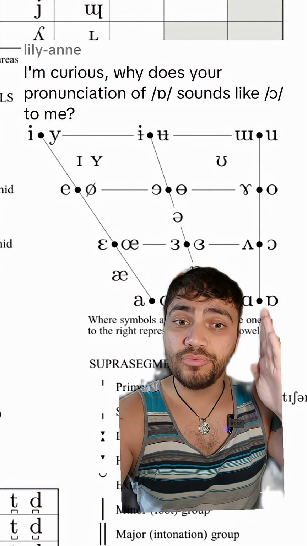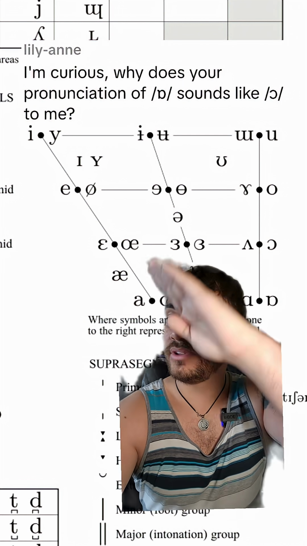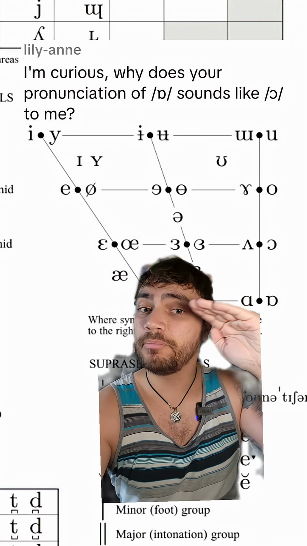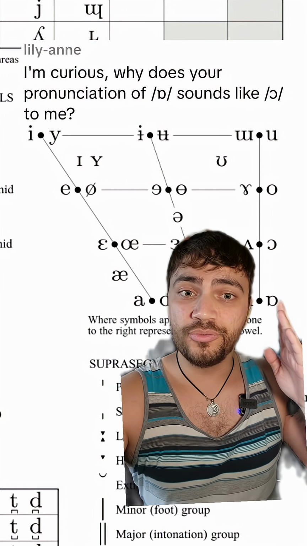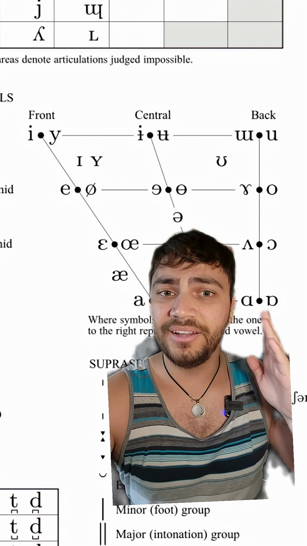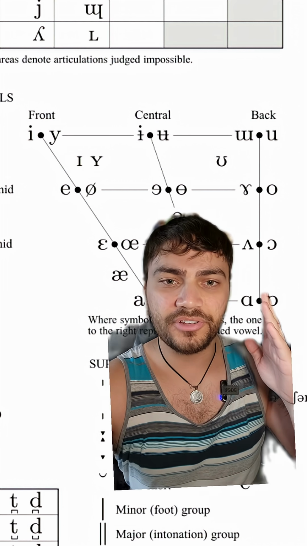So the symbols on the right are more towards the back of the mouth, with the ones on the left more towards the front, and the ones at the bottom are with an open mouth. And the two symbols in question are these two right here. So they're already kind of like each other because they're right next to each other on the chart.